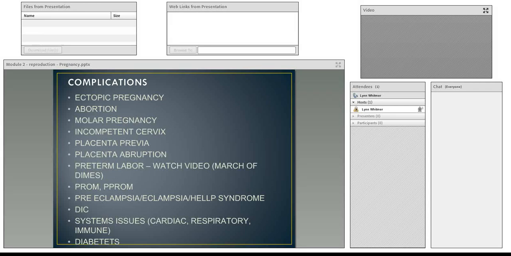Preeclampsia, eclampsia, and HELLP syndrome. DIC, which you have been affiliated with. And then systems issues. If you have any cardiac, respiratory, or immune issues, it can translate to more complications in pregnancy, but we're not going to spend a lot of time on those because oftentimes those issues are taken care of in a tertiary care center, something that you will never see at Monroe or Waterman or any other smaller facility that has obstetrical care. And diabetes, which is incorrectly spelled there for you, is another huge problem that we're going to talk about.